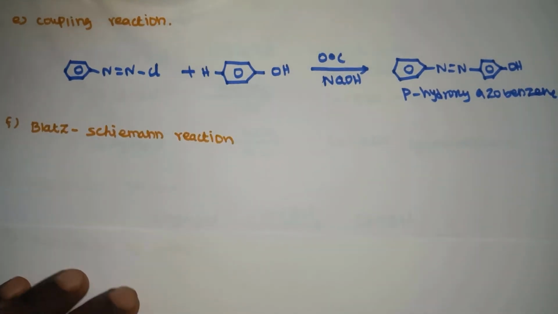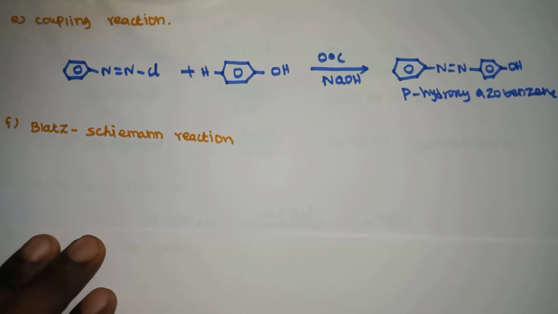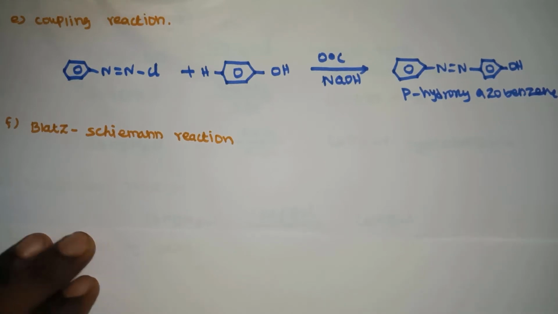Next one, the Balz-Schiemann reaction. When benzene diazonium chloride reacts with fluoroboric acid to form benzene diazonium tetrafluoroborate, this on heating forms fluorobenzene. This reaction is called the Balz-Schiemann reaction.